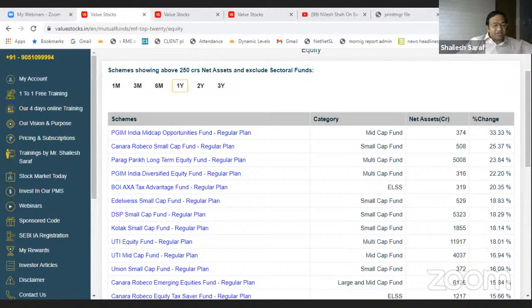Yes, returns are net of expense ratio. That's correct. Can we know the stocks the fund has invested in? I did not get your question, Naveen.